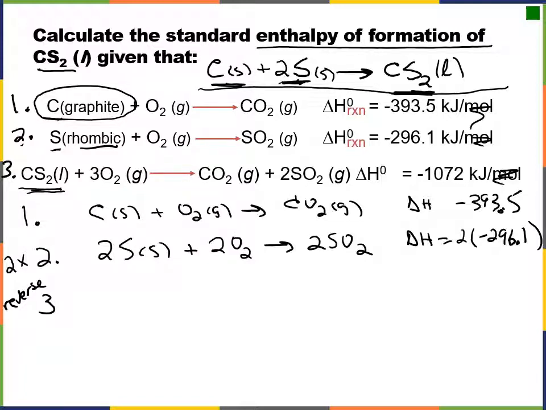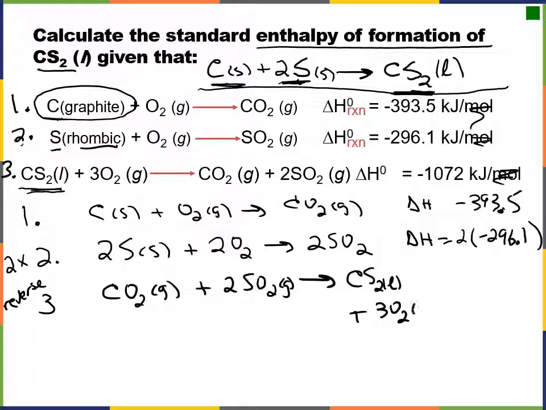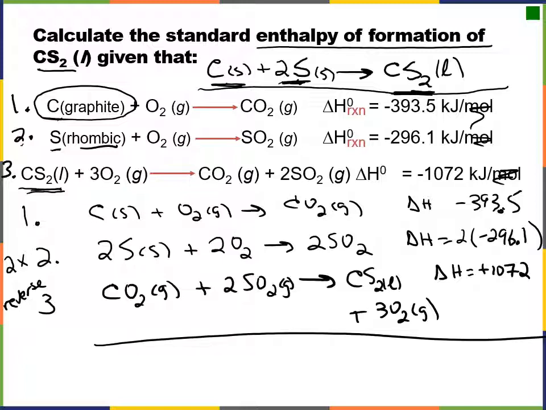If I take equation 3 and I reverse it, I'm going to get carbon dioxide as a gas plus 2 SO2s as a gas reacts to make CS2 as a liquid plus 3 O2s as a gas. And the enthalpy for that is going to be reversed. So our delta H is going to be positive 1072.